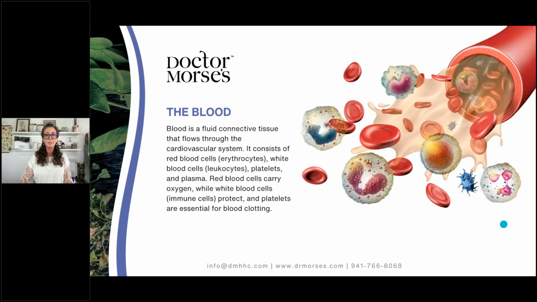All right, so now let's talk about the blood. A fluid connective tissue that flows through the cardiovascular system, it consists of red blood cells, white blood cells, platelets, and plasma. Red blood cells carry oxygen, white blood cells are your immune cells, so they're protectant, and platelets are essential for helping the blood to clot.